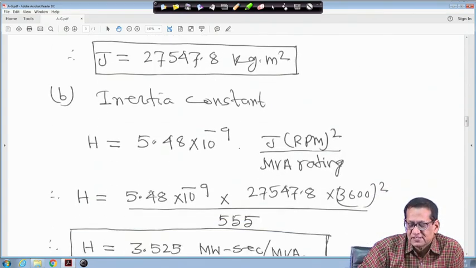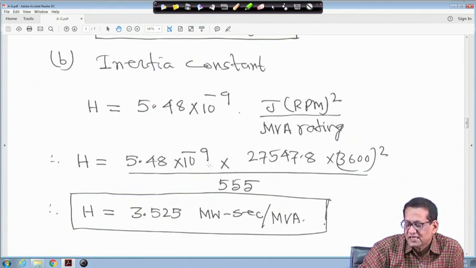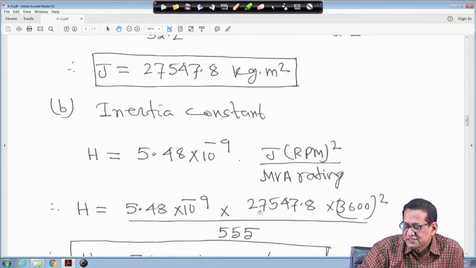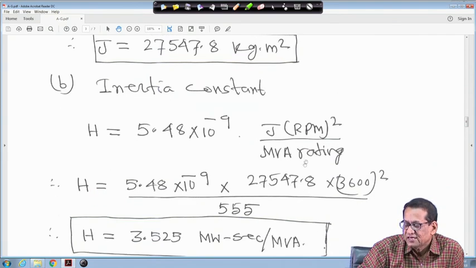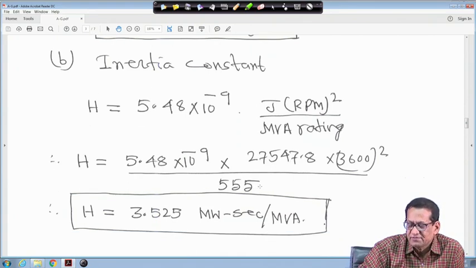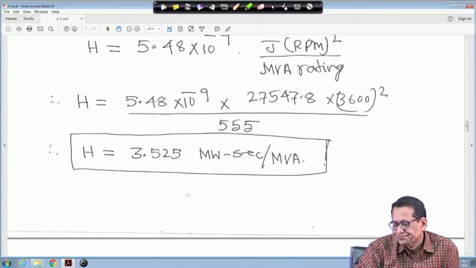Now, part B, inertia constant. We know this formula: H is equal to 5.48 into 10 to the power minus 9 J into RPM square upon MVA rating. So 5.48 into 10 to the power minus 9, then J we have got 27,547.8, and RPM, revolutions per minute, that is 3,600, as 60 hertz is considered. If it is 50 hertz, then it will be 3000. It is 60 hertz, divided by 555. H is then 3.525 second, or megawatt second per MVA, but you can write second also.